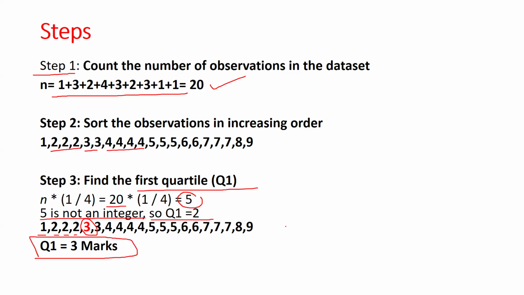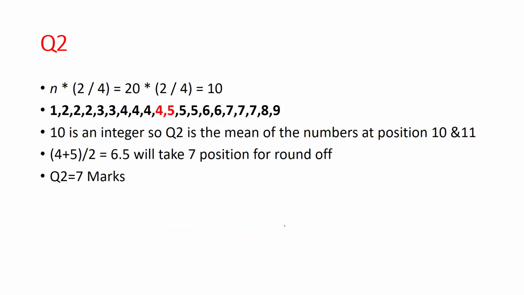Right? So we have divided the entire data set into quartiles. This is my Q1. Next, we come to how we are going to calculate Q2. Q2 is n, again 20 students, multiplied by 2 by 4. So n is 20, 20 students, 2 by 4. So my position is 10. So this one is the 10th position.